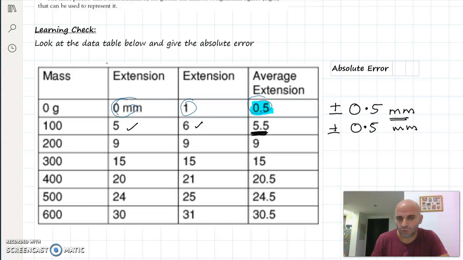Now, if you look at this one here, we've got a 9, and of course the average of 9 and 9 is still 9. So that means this one is plus or minus 0. So in theory, it should be a perfect result, but in reality, of course, that's not going to happen. So I'll let you guys just have a look through the rest of them and make just a little note of the absolute error for each one that is in this data table.